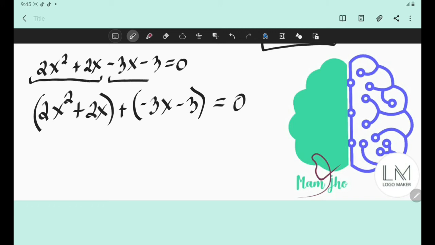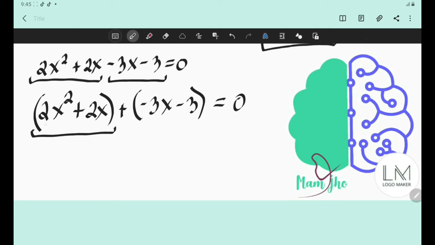So, gumamit tayo ng grouping symbol para factor out natin yung mga common factors sa kanila. So, sa first group natin, we have 2x squared plus 2x. So, again, in factoring a quadratic trinomial like this, case number 2, again, a is not equal to 1 because our a is 2 here.